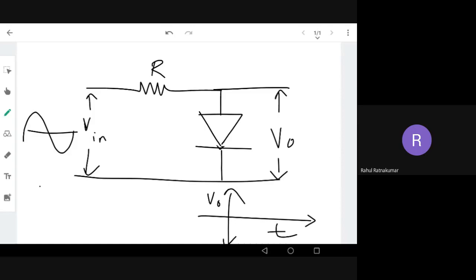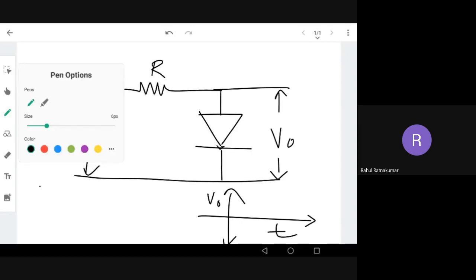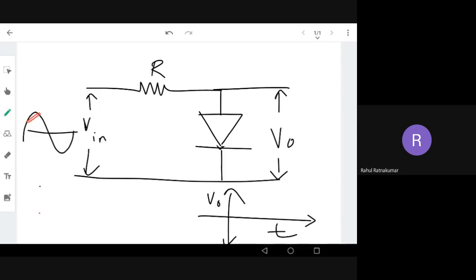Yesterday we had discussed this and we got some output like this. How do we analyze this? First, in the positive half, what will happen? This is plus and this is minus, so the diode becomes on, or short circuit. We are talking about an ideal diode. So what is the output voltage? V equals I into R. I is there, but R is zero, so I into zero is 0 volt. So in the positive cycle, my output is zero.